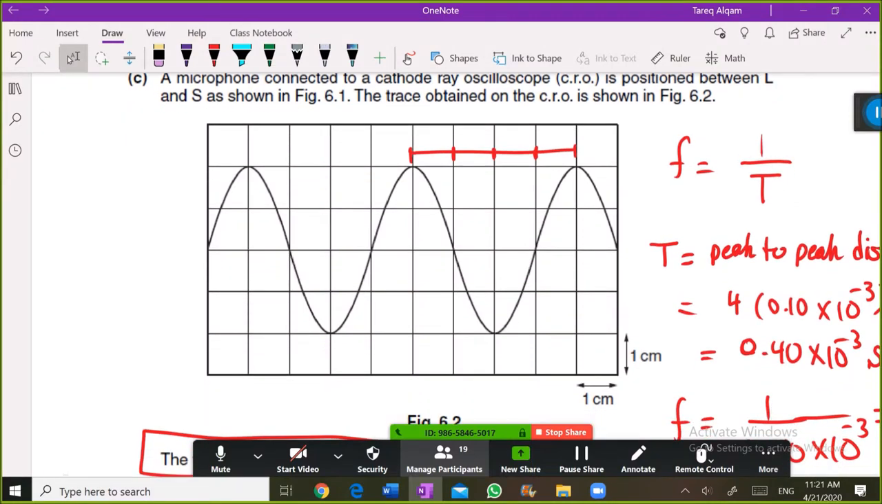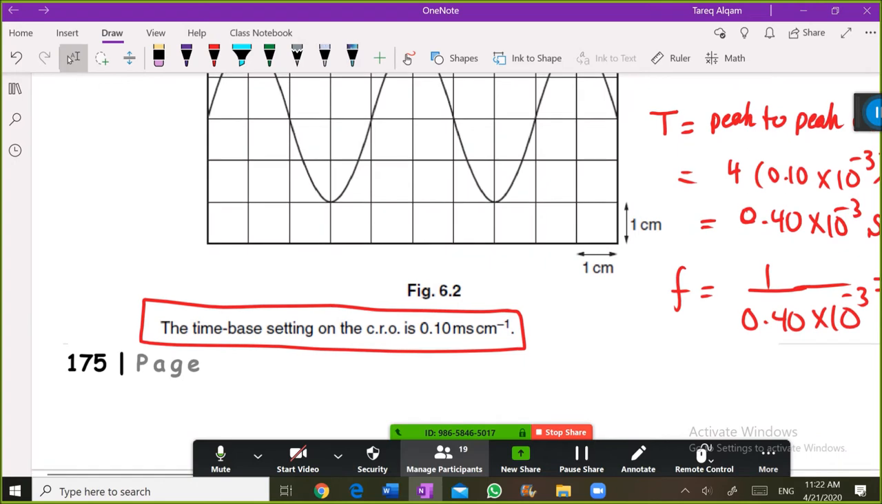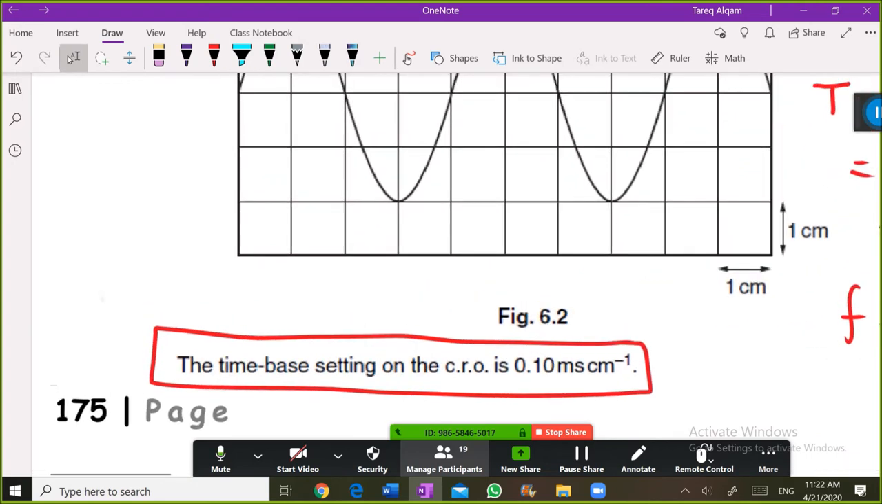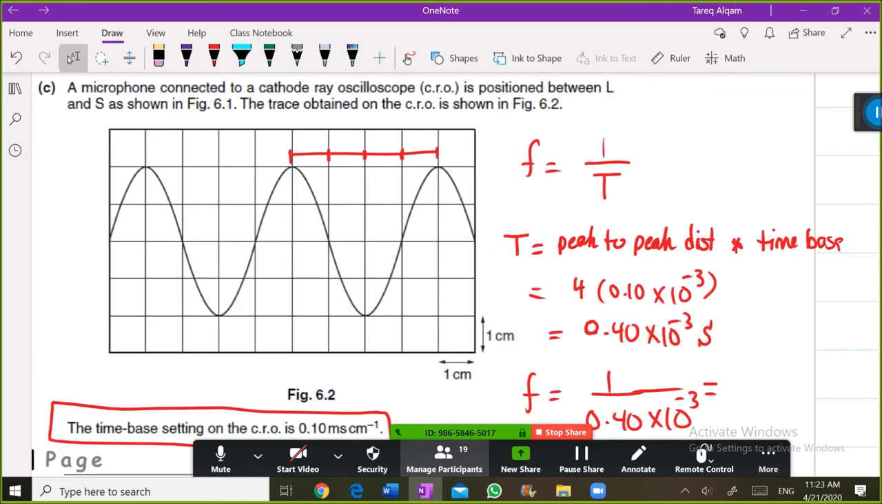Here, a cathode ray oscilloscope is positioned between L and S as shown in figure 6.1. The trace obtained on the CRO is shown in figure 6.2. And they gave me the time base setting, which is 10 milliseconds. First of all, guys, in order to find the frequency, I have to find the period.